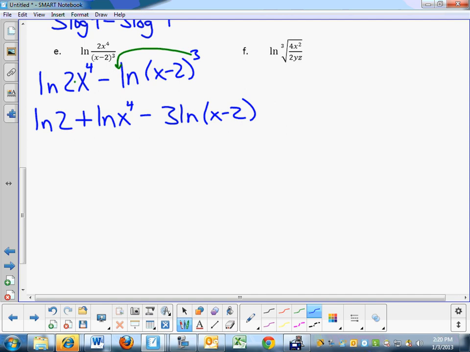Everybody okay with that? Now, what's my last step? Bring this 4 out in front. A lot of people second hour didn't like this separating the 2 and the x to the 4th, but you've got to do that. So we've got natural log of 2 plus 4 natural log of x minus 3 natural log of x minus 2.